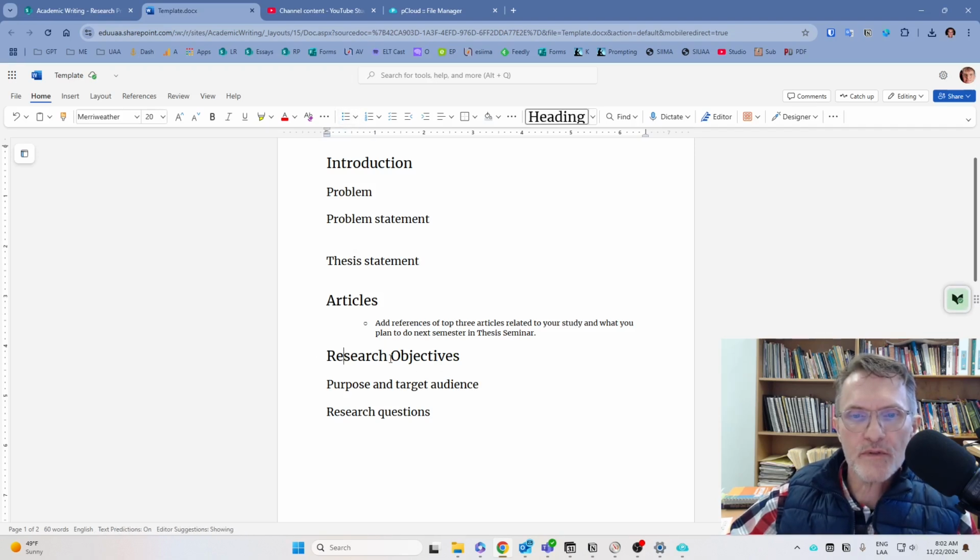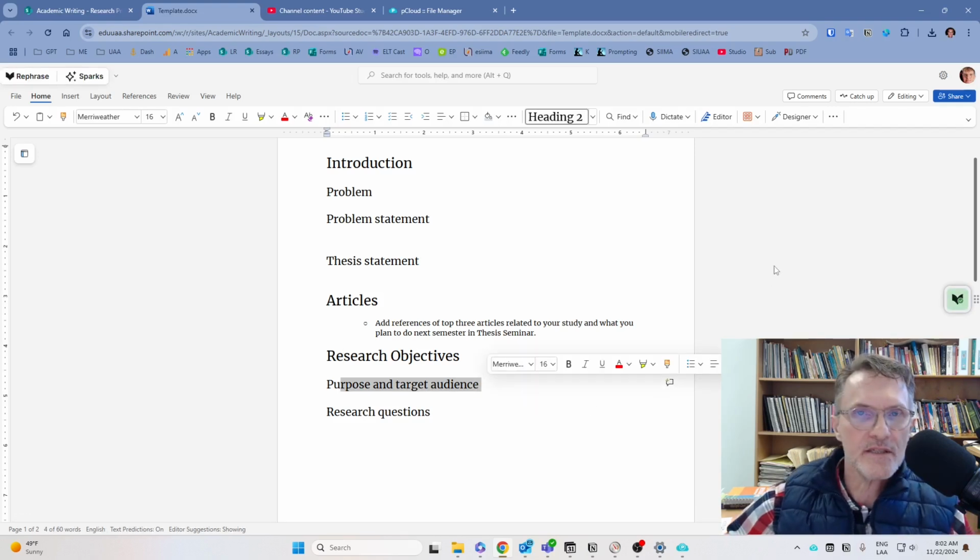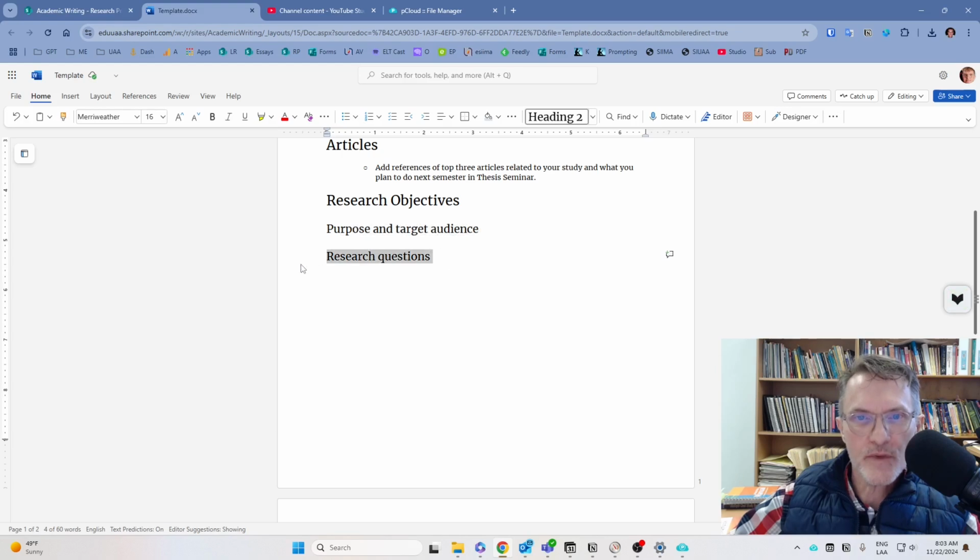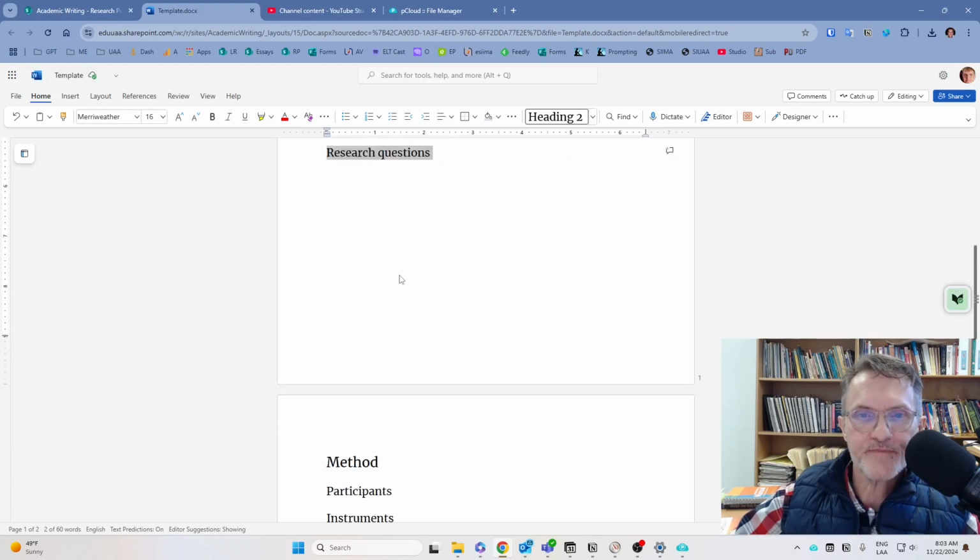Now, the research objectives: you can include the purpose and the target audience. Probably 1 sentence will suffice. Think of the target audience as specifically to whom you are addressing your research. It may or may not be some of your participants. Again, this is the idea of who you're writing to when you're conducting your research. You're going to be addressing some kind of purpose, some kind of target audience. Then list your research questions that we've been talking about a little bit during week 15.